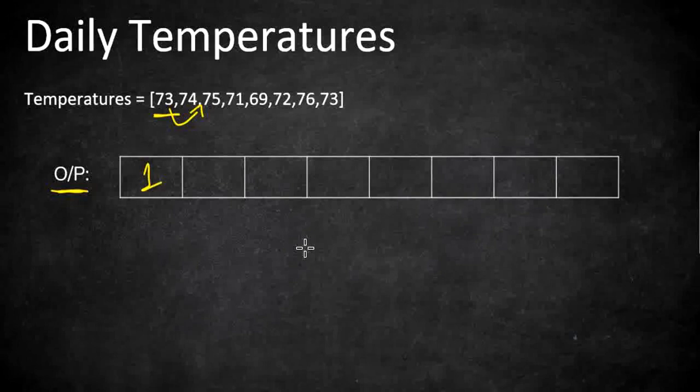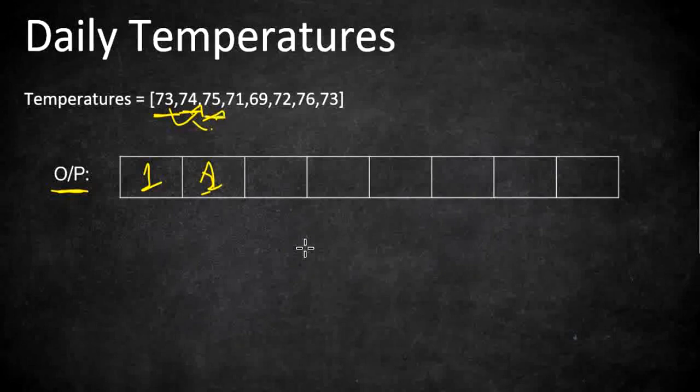Going forward, the next day is 74, which is considered to be the current day, and from the current day we have to wait one more day to reach a warmer temperature because 75 is greater than 74. So again we are filling 1 here. The same way goes on to 75.